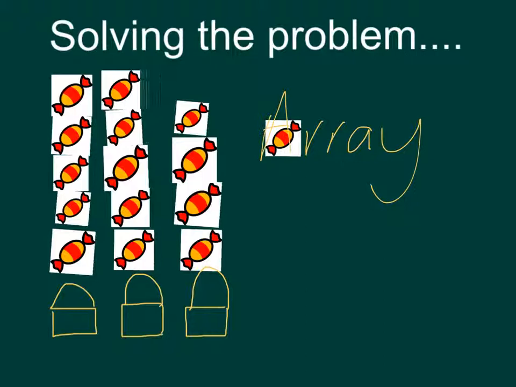Because that isn't fair, because an array has to have equal amounts in each column. Okay, so we have an equal amount down here, and we also have an equal amount across here. We have 3 across the top, and we have 5 down there. Okay, let's give you one more, see if you can do this one.